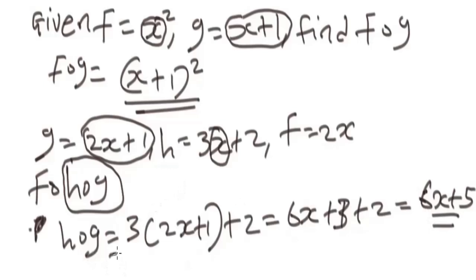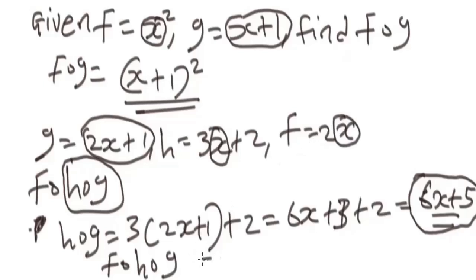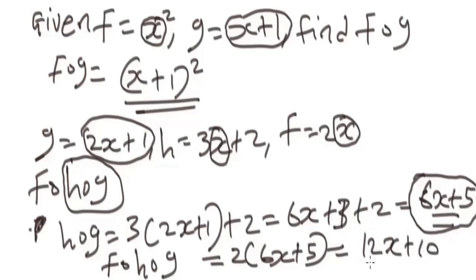Now to find f of h of g means you should take this value of h of g and plug it in this x under f. So when you do it, you are going to have 2 in bracket 6x plus 5. And so when you simplify this, your final answer will be 12x plus 10. So this will be the final answer, the value of f of h of g. So it's as simple as that, guys. Okay, so let's solve one more example.